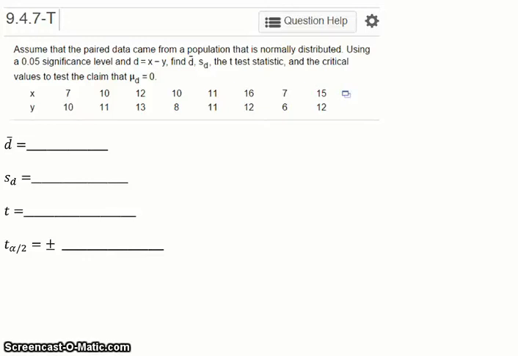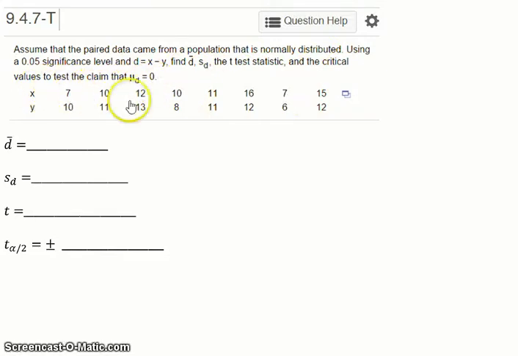In this video, I wanted to go over a problem in 9.4. The problem reads, assume that the paired data came from a population that is normally distributed. Using a 0.05 significance level and d equals x minus y, find d bar, s sub d, the test statistic, and the critical values to test the claim that mu sub d is equal to 0.